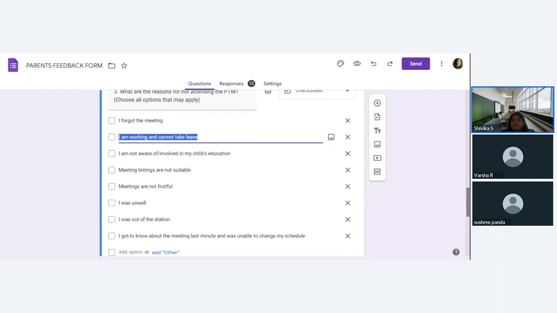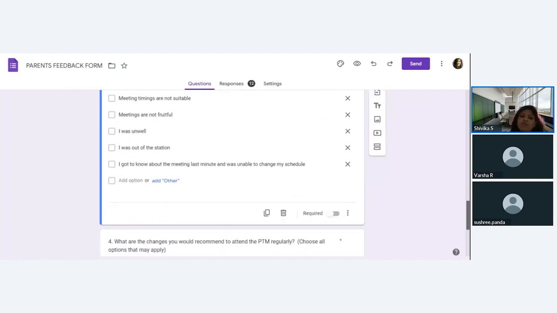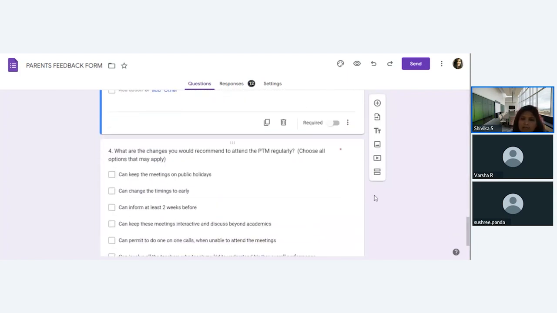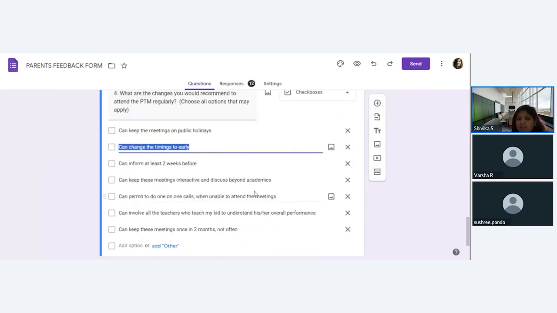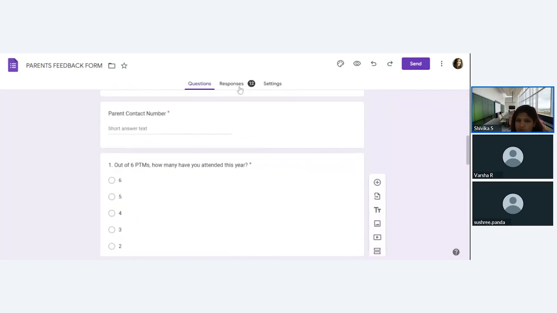So this data will help you to plan accordingly. For example, if someone is saying that the meeting time is not suitable, as a school leader I can keep the meeting in the afternoon or online, or choose a day which is less hectic for the parents, maybe on weekends when they're available. Collecting this data will help you to organize your PTM better. So it's important to have proper data and data analysis. Again, here you can ask questions like, what do you recommend for us? Or what else can we do to serve you better?